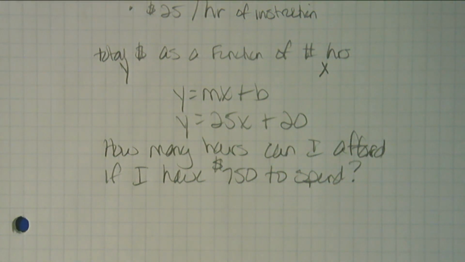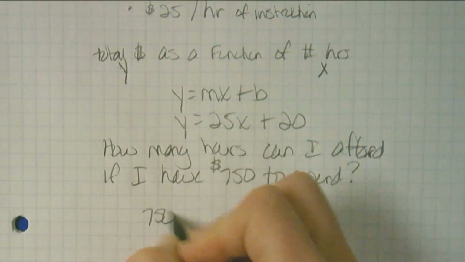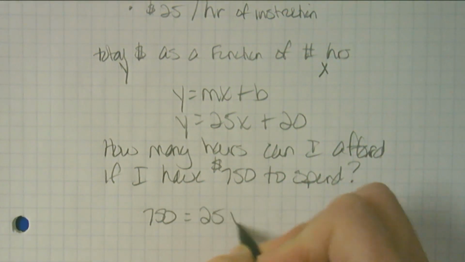What variable am I putting that $750 in for? Molly? Yeah, you're putting it in for the y because that's your money. That's why it's always really important to identify your variables.